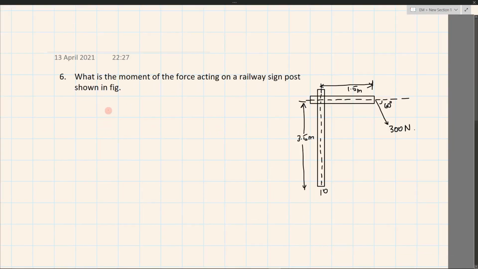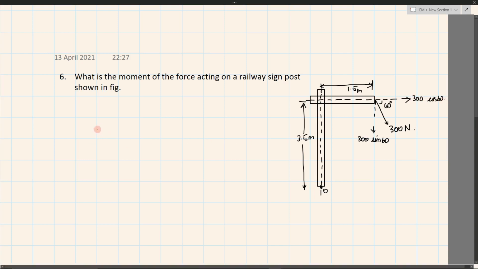Okay, so what is the moment of the force acting on a railway signpost shown in the figure? So the moment of force that is acting on point O. So this is point O. We have to find the moment acting on this point. To do that, first I will have to resolve this vector. So we'll have two components. This would be 300 sine 60 and this would be 300 cos 60.